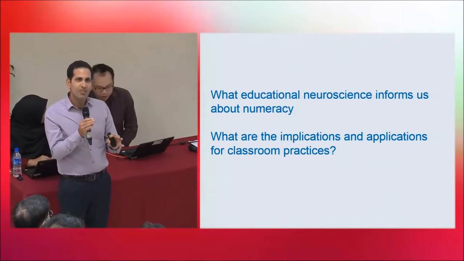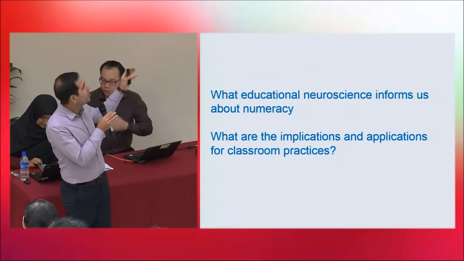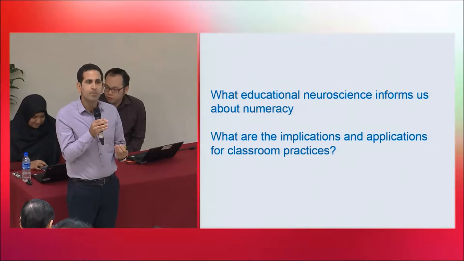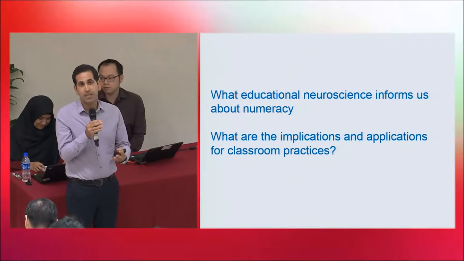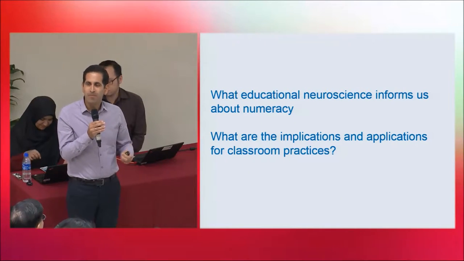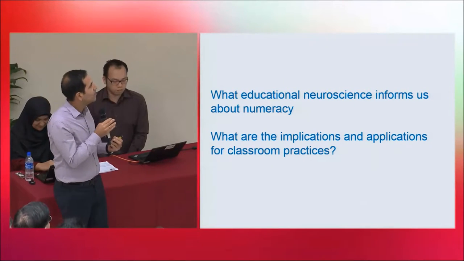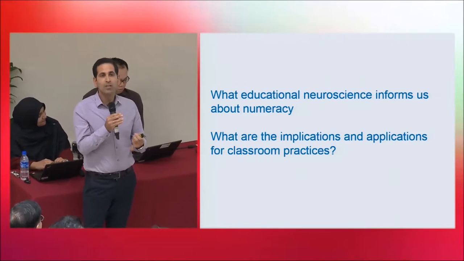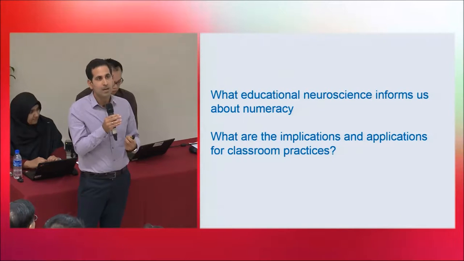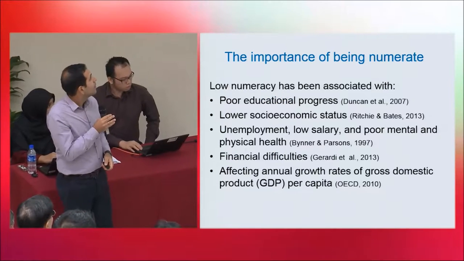So I'm going to divide it into two parts that are going to be combined during the talk. The first one is what educational neuroscience can actually tell us about numeracy, about numerical and mathematical cognition. And the other thing, which I think is probably more interesting for the people who sit here, is whether we can use that. What are the implications and applications of the knowledge gained in this field to the classroom?